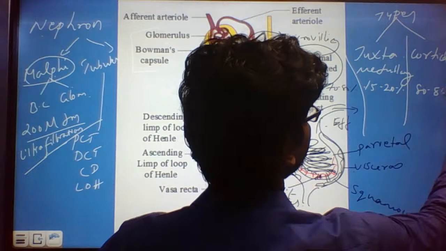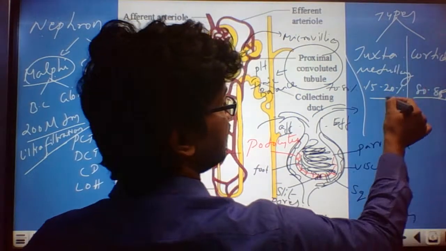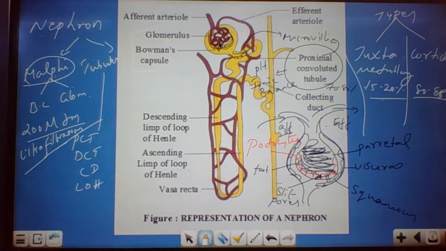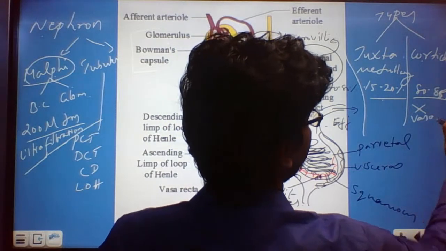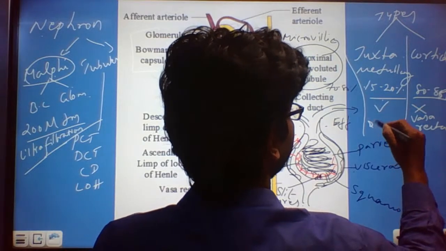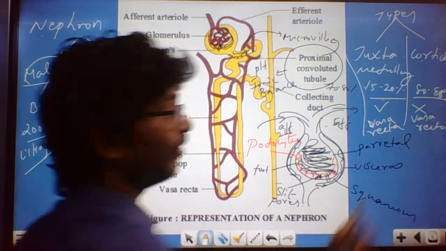Cortical nephrons are 80 to 85%. In the range நாம் வச்சுக்கோங்க. Juxtamedullary 15, cortical nephrons are 80 to 85%. And in cortical nephrons you could not see vasa recta. This is very important. Vasa recta irukadu. Idhula you could see the vasa recta. This is the other main difference between the juxtamedullary nephron and the cortical nephron.